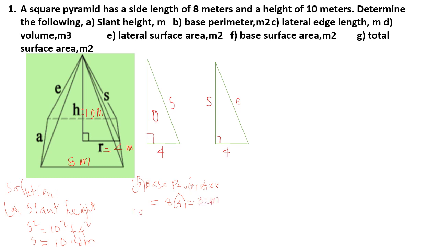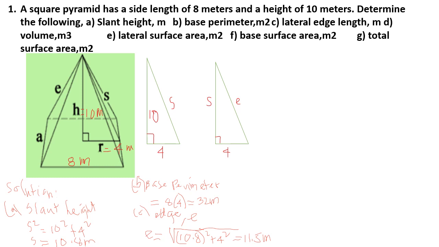For letter C, of course, the edge. So the edge refers to 4 and E. That one is E. So your E is equivalent to the square root of 10.8 square plus 4 square. So your edge is equivalent to 11.5 meters.